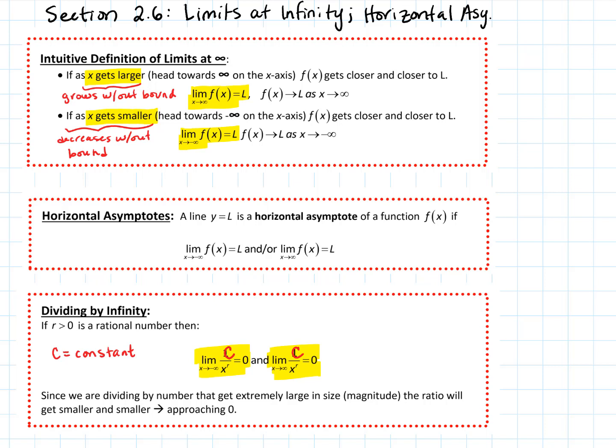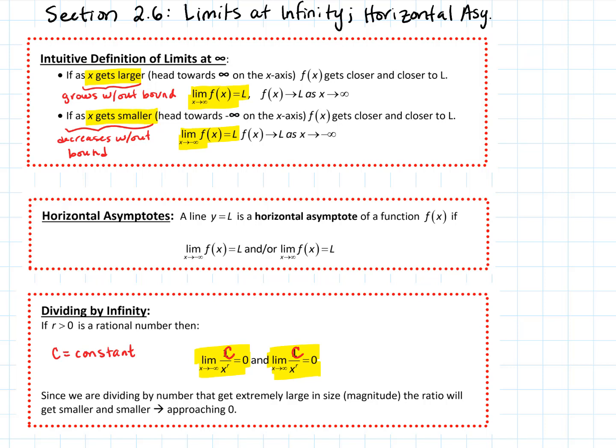Let's continue talking about limits at infinity and horizontal asymptotes. So here are the intuitive definitions we've been working with for limits at infinity. We're going to let our x's either grow or decrease without bound, and we're going to consider what happens to the function. So we say the limit of a function as x grows or decreases without bound is equal to L if the function gets closer and closer to L as x increases or decreases without bound.